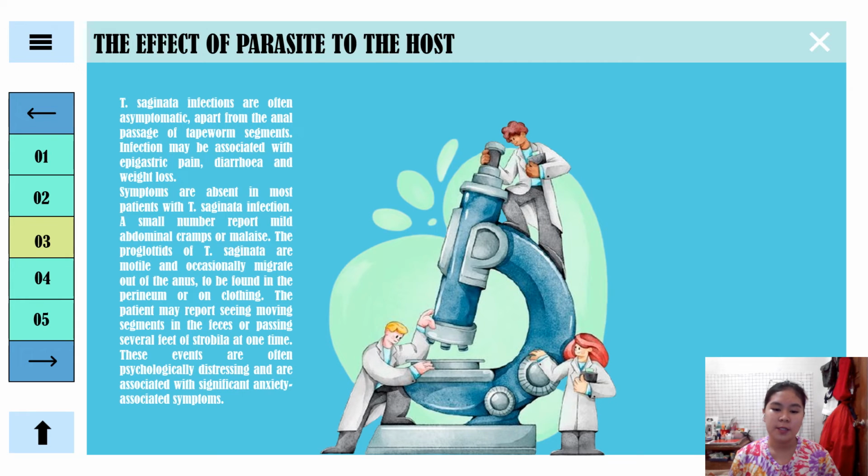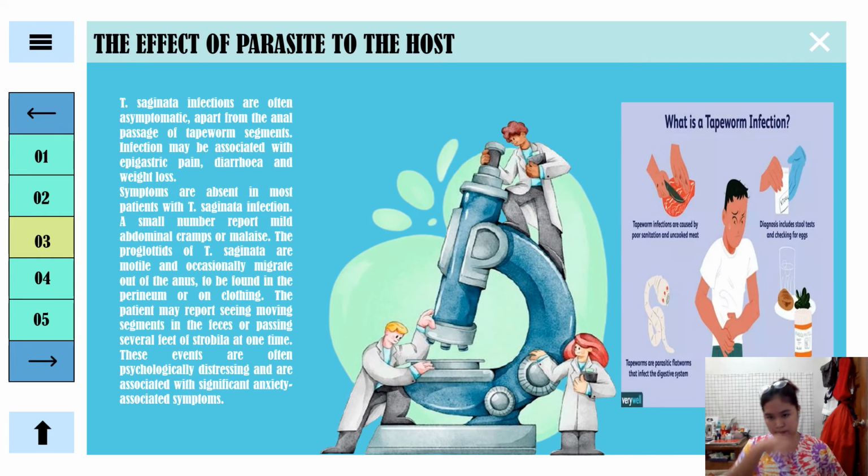The proglottids of Taenia saginata are motile and occasionally migrate out of the anus to be found in the perineum or on clothing. The patient may report seeing moving segments in the feces or passing several feet of strobila at one time. These events are often psychologically distressing and are associated with significant anxiety-associated symptoms. So here is the image of tapeworm infection or the Taenia saginata infection.